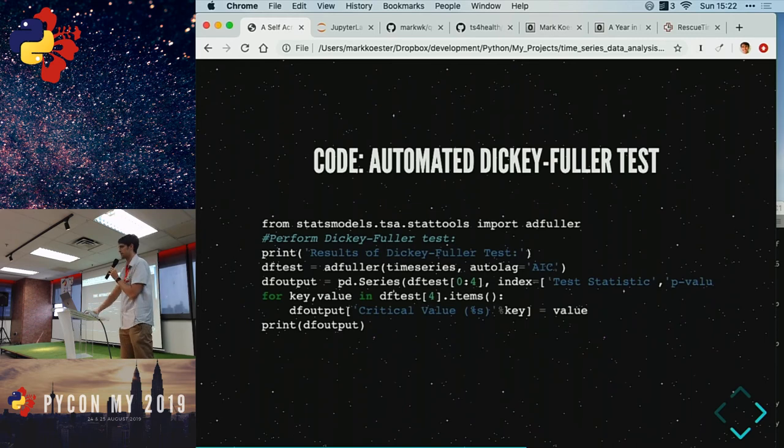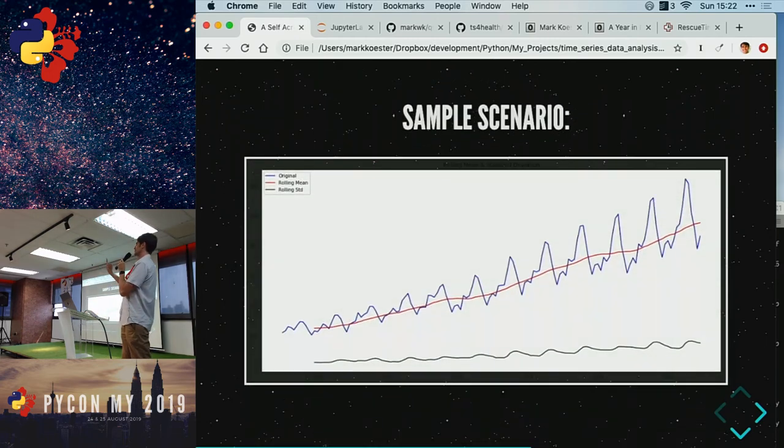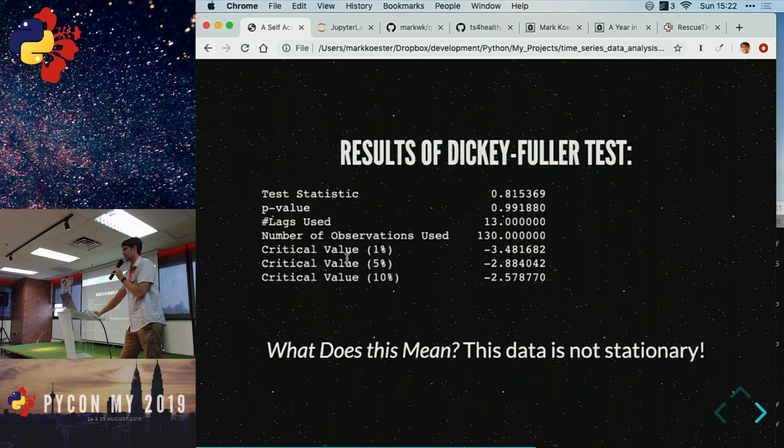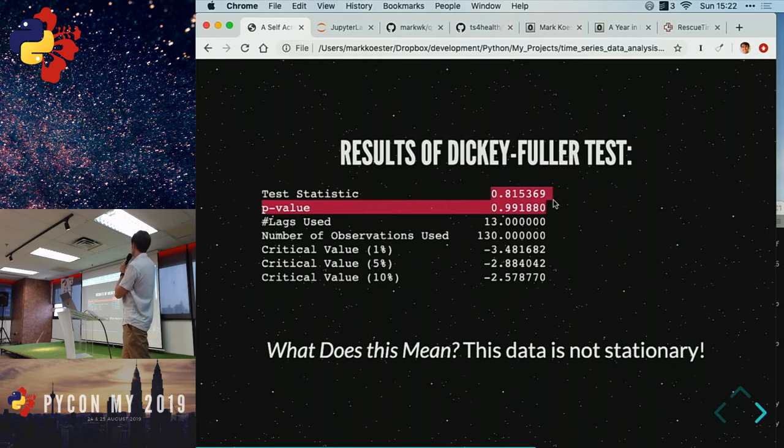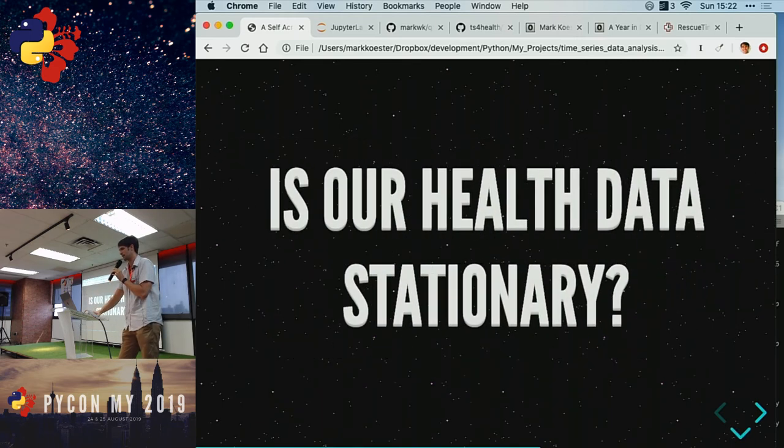But the basic idea is we run this test over and over again until we've transformed our data into something else. This is the data I started with. And then I ran this test and we see it's not negative yet. What we see is the critical values are lower than the test statistic. What does that mean? That basically means that our data is not stationary. And when it's not stationary, we need to change the data.